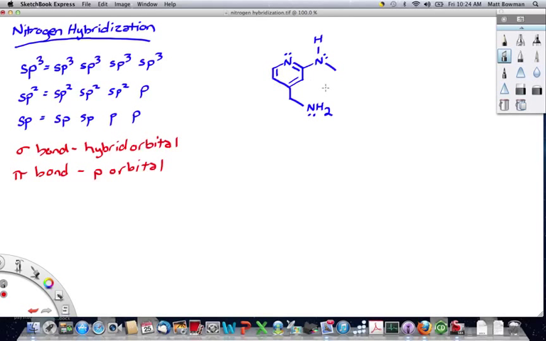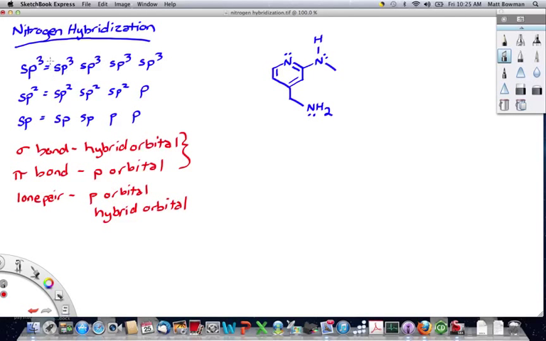What makes nitrogen so difficult is the lone pair. It can be either in a p orbital or in a hybrid orbital. So to determine which one it goes to, you have to first of all take a look at what you know and use that to eliminate one of the three possibilities. And then you look and decide what a lone pair would rather be in.